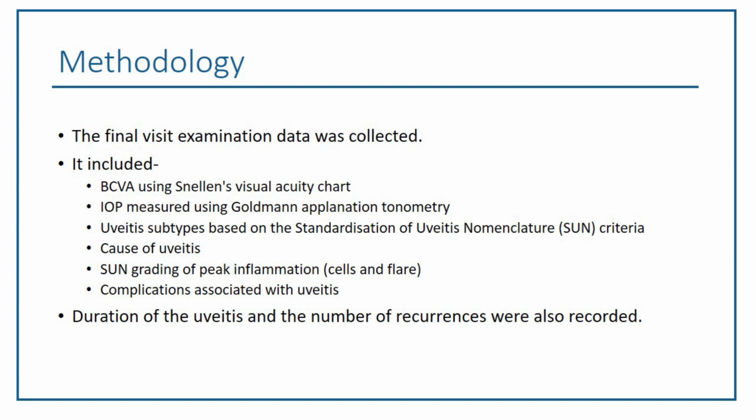For the cross-section, we collected the final visit examination data in these patients, which included the best corrected visual acuity using Snellen's visual acuity chart, intraocular pressure measured using Goldmann applanation tonometry, uveitis subtypes based on the standardization of uveitis nomenclature criteria, which divided the uveitis into anterior, intermediate, posterior, and panuveitis. The etiology of the uveitis itself might be systemic or ocular. The SUN grading of peak inflammation noted in the patient, that is cells and flare, and complications associated with uveitis. The duration of uveitis and the number of recurrences were also noted.